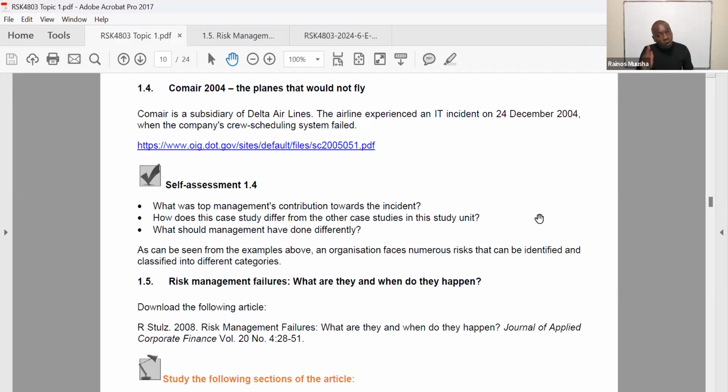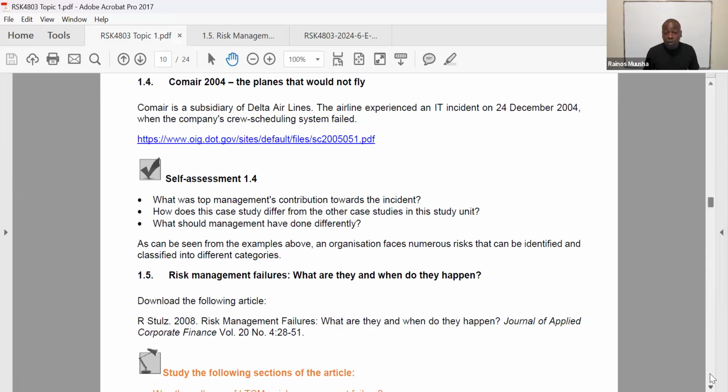So on your own, please go through these articles for Unit 1.1, 1.2, 1.3, 1.4, so that you have a general understanding of the risk management failures. But remember, for you to identify the risk management failures, you need to have gone through Unit 1.5. So for you to know exactly how we identify the risk management failures, you need to have gone through Unit 1.5. So I'm going to go through Unit 1.5 with you.